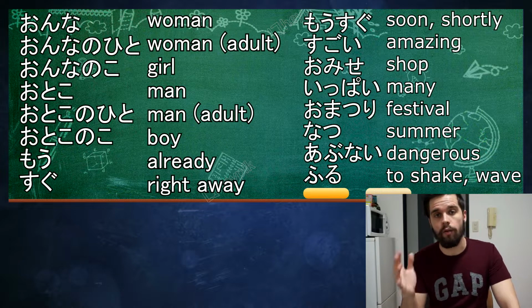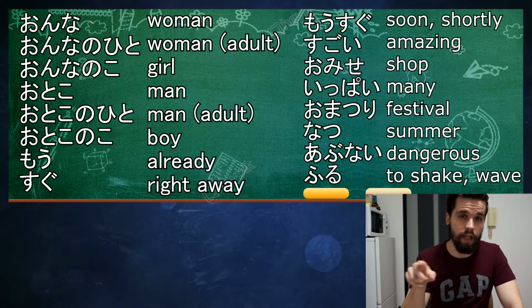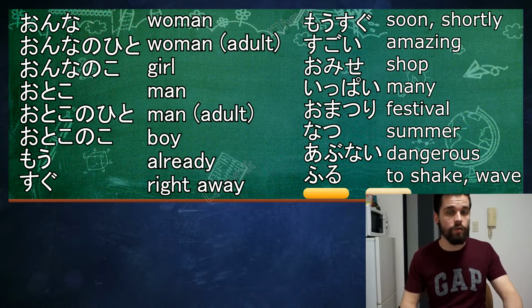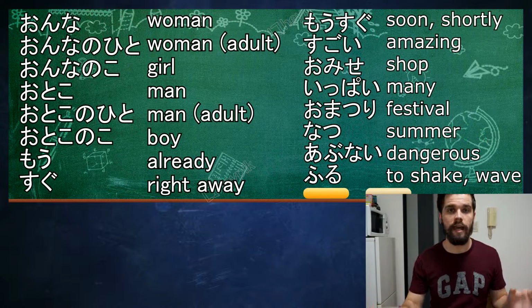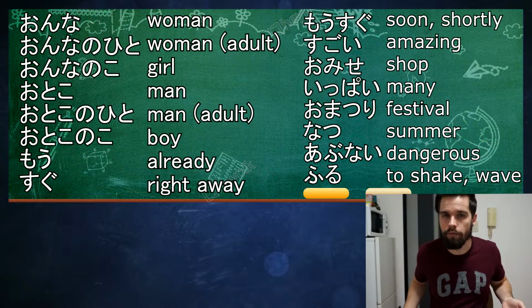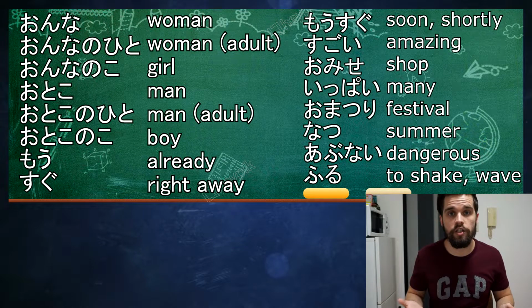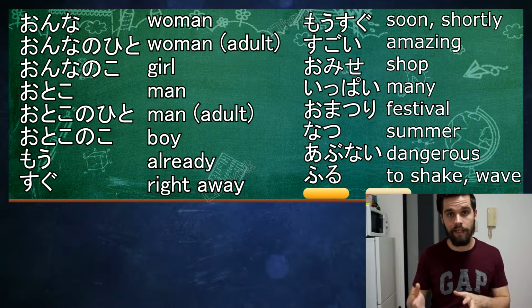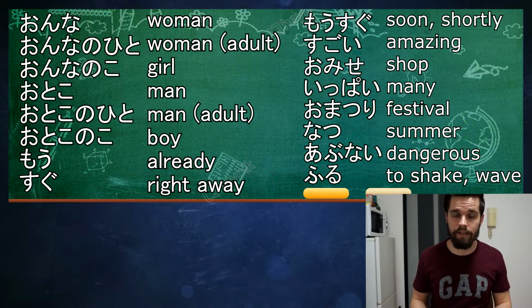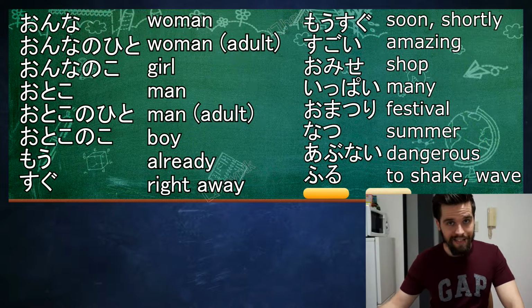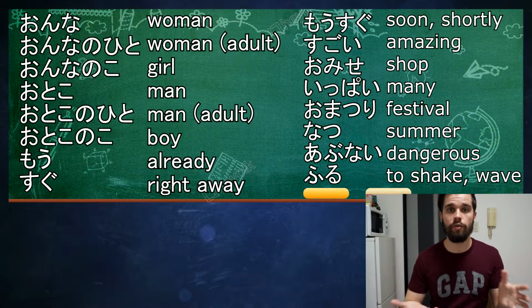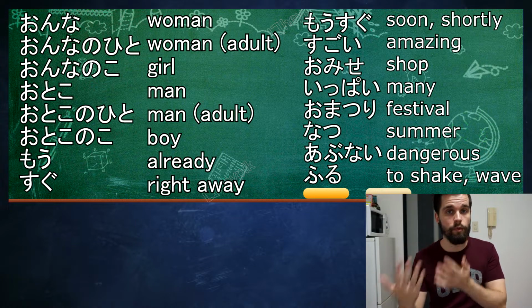You might have noticed that omise and omatsuri have both an o at the beginning. Now this o is actually not really needed. Matsuri and mise are standalone words and the o just makes it a little bit more polite or just more beautiful. So you could just say mise and it would still mean shop. So the o is not needed and it's not part of the word, but it makes the word more beautiful. Many girls especially, but in general, people use o in front of words to make them more beautiful.